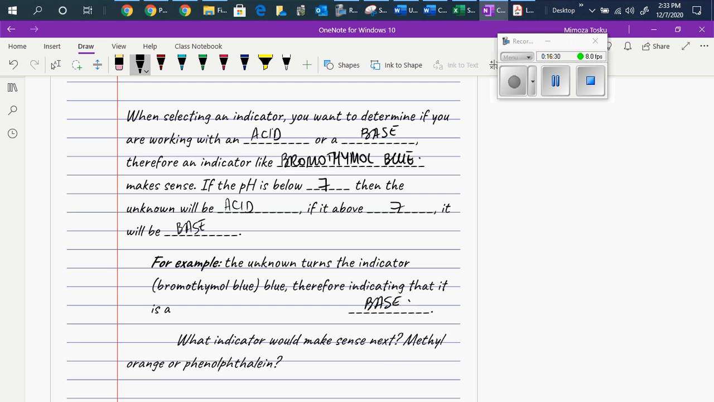And now which indicator would make sense? When we take a look at methyl orange and phenolphthalein, then we notice that phenolphthalein will make more sense to use because this indicator tests between 8.2 and 10, which is basic. Okay, we are testing a base, so then we will take a look at the indicator that is in the range that is above 7.